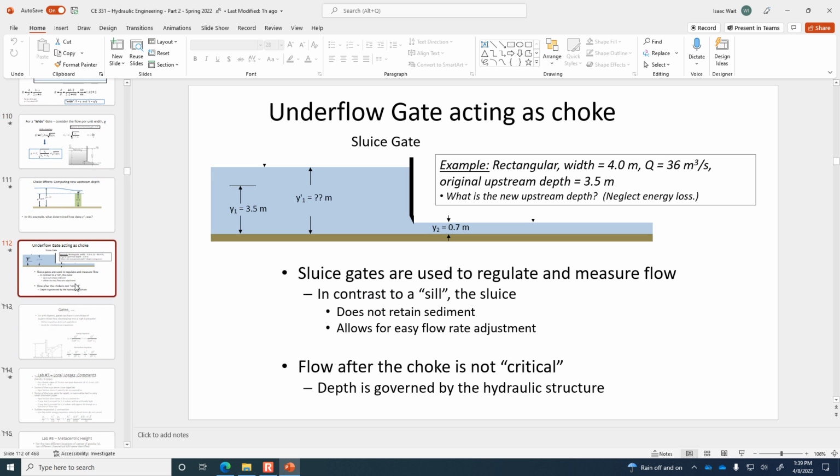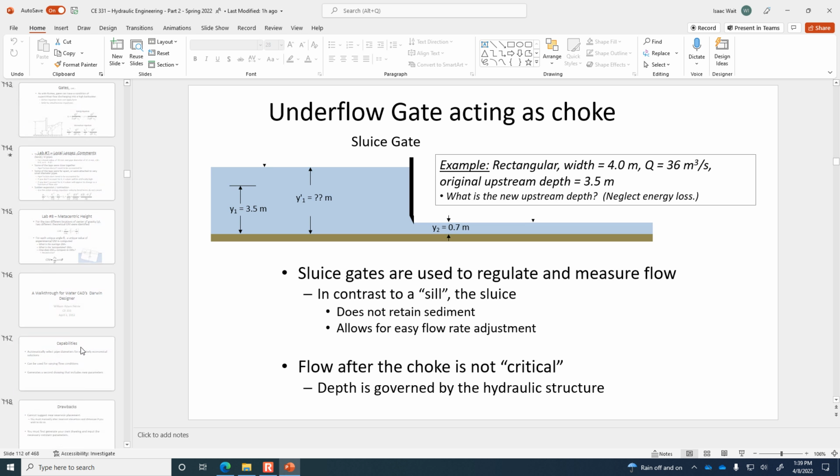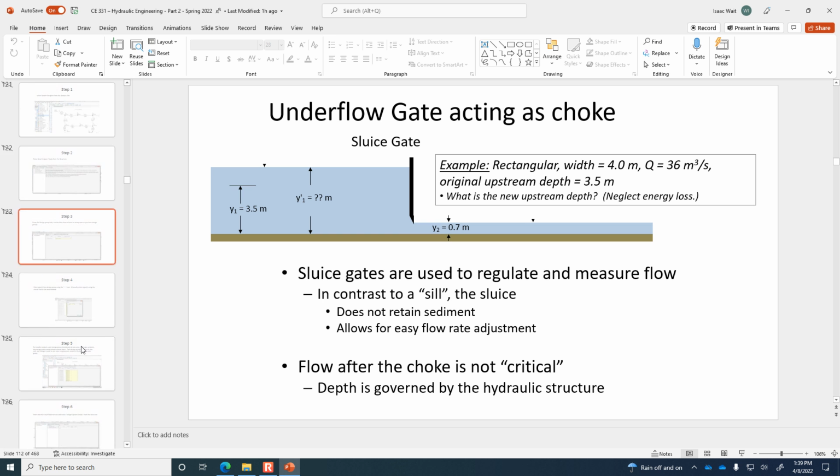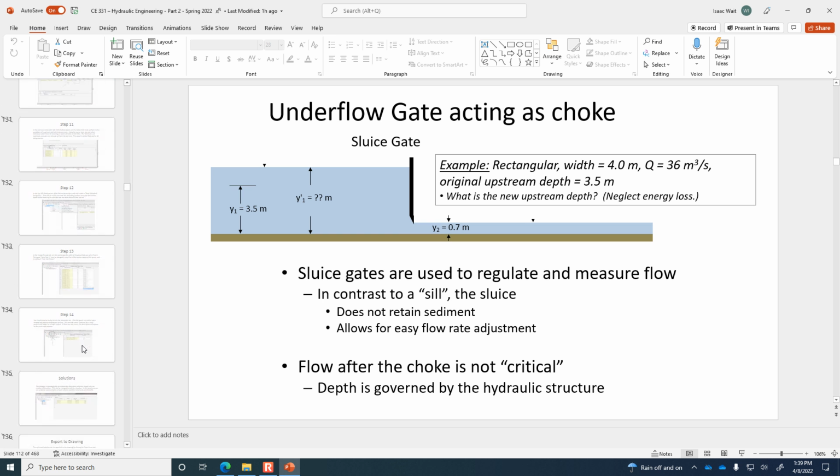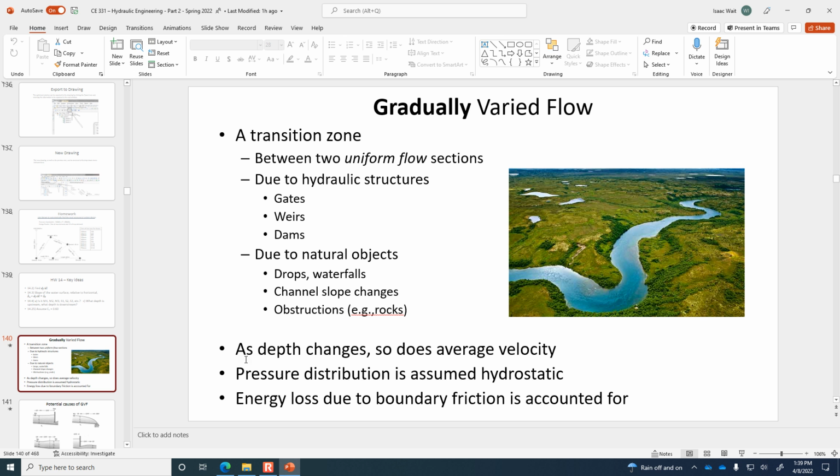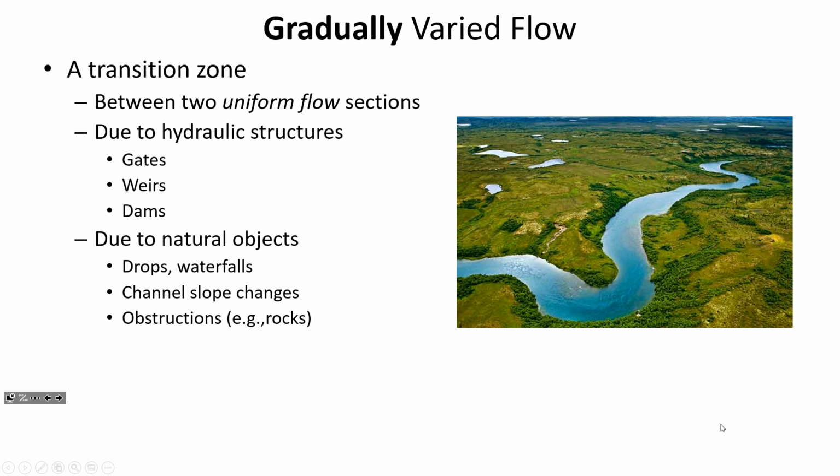We're going to skip past this next underflow gate example. We've probably had enough underflow gate stuff for today. Let's talk about gradually varying flow.